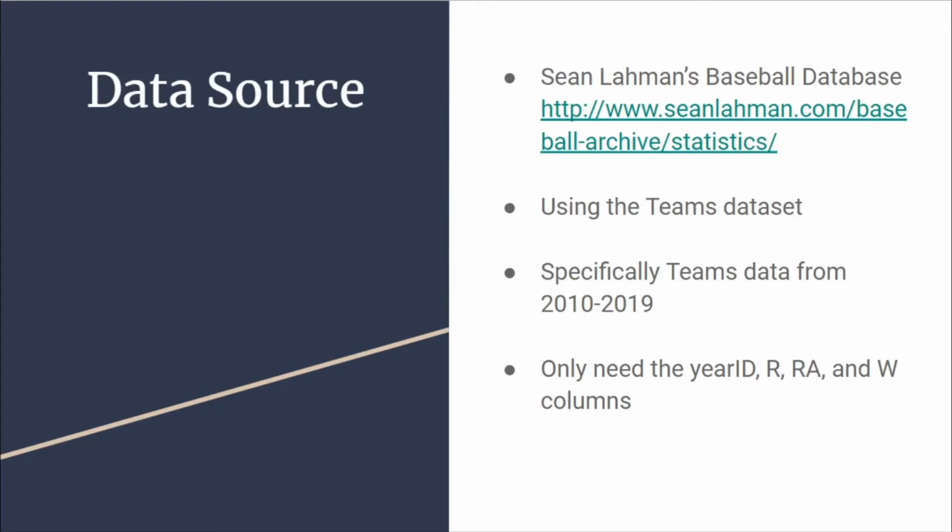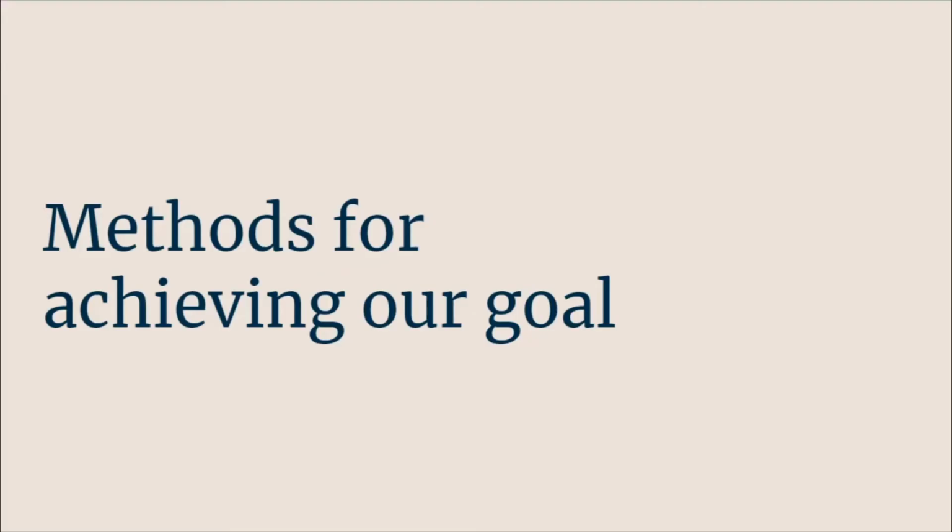The data source that we'll be using for our project is Sean Lahman's baseball database. This database includes pretty much all baseball statistics dating back to the late 1800s. It includes far more data than anyone could ever need. So to narrow it down, we're going to use the teams data set specifically from 2010 to 2019. And the columns that we're most interested in are the year ID, the runs column, the runs allowed column, and the wins column. And now for methods for achieving our goal.